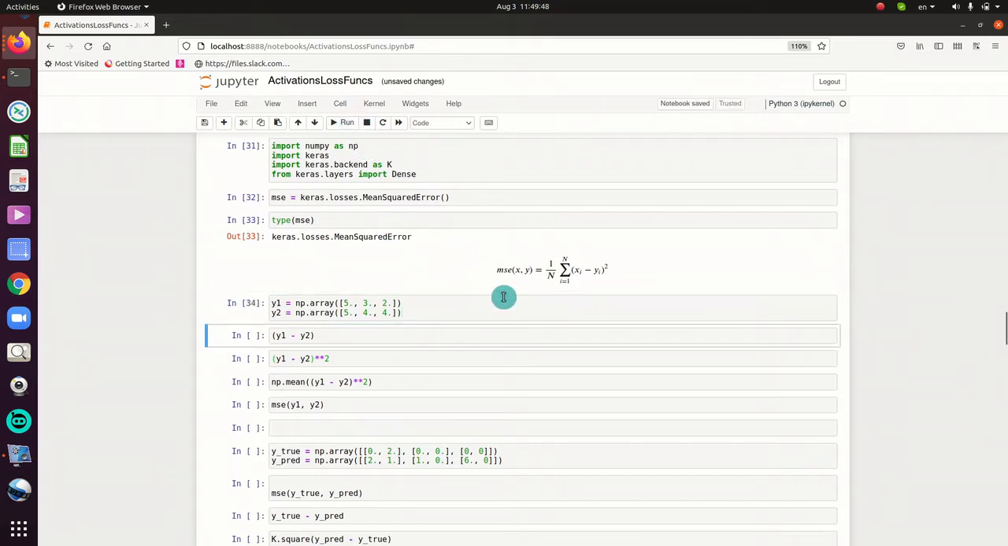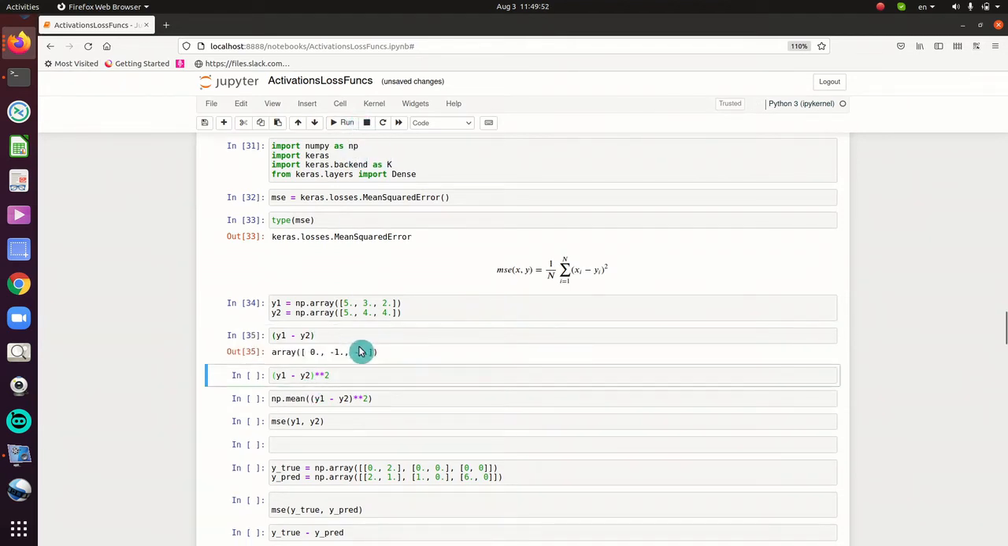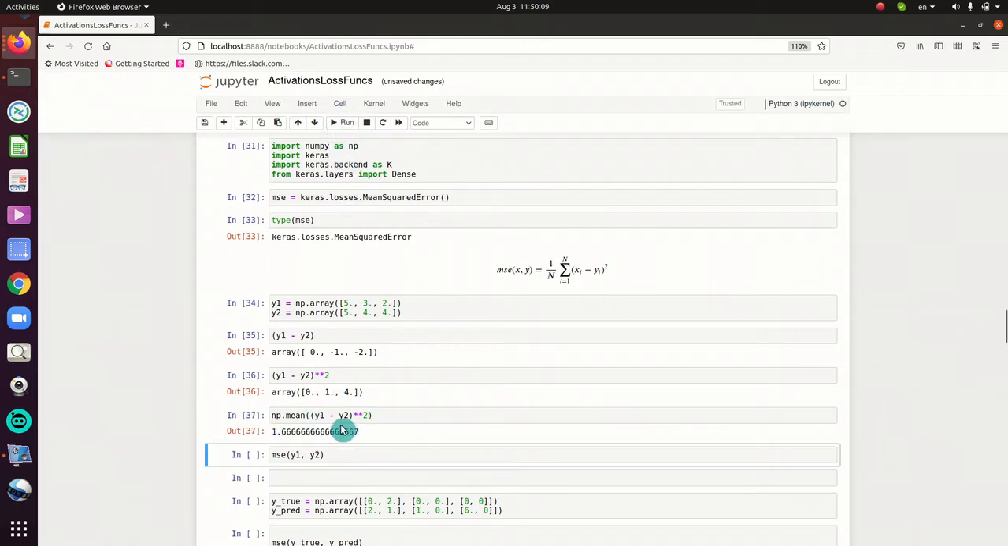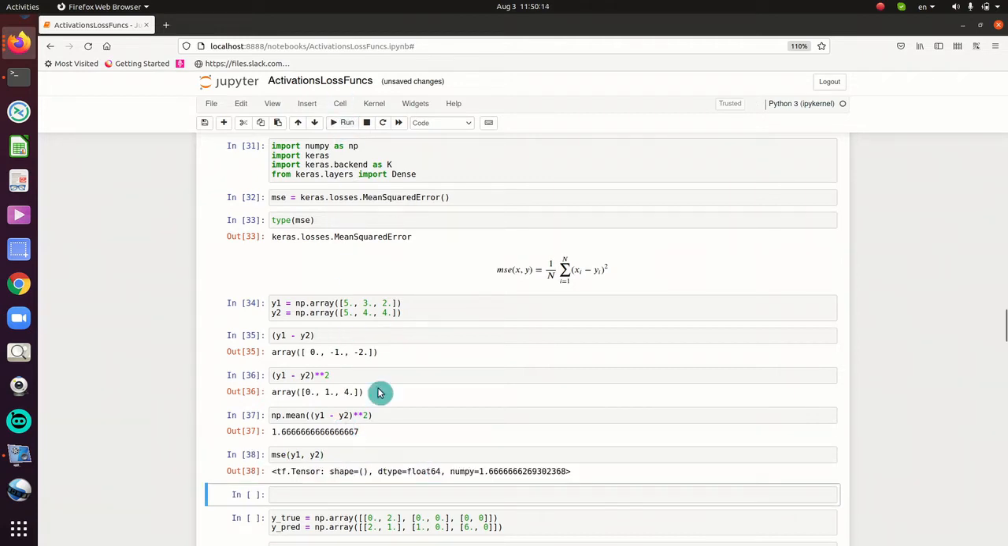First, we will calculate the loss by hand. Here is the diff. Diff is element by element. Here it is. Then comes the square. Square is a vector too. Here it is. We sum up the three elements and then divide it by 3. So it's 5 divided by 3, 1.66. Keras MSE result is here too. We just feed the two inputs and get the scalar 1.66.